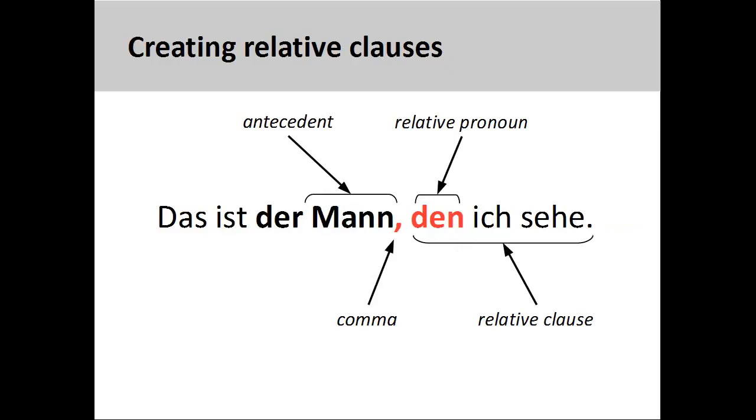Das ist der Mann, den ich sehe. That is the man whom I see. It is important to note that a comma is used to set off the relative clause from the main sentence. The relative pronoun, den, now introduces the relative clause. The redundant element has been removed, but the antecedent, Mann, is still in place. There are a few rules governing how relative pronouns are used, so let's take a look at them now.